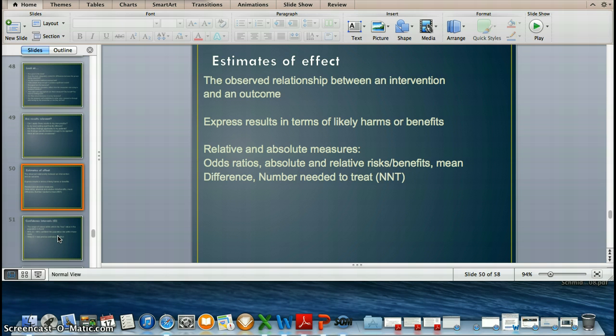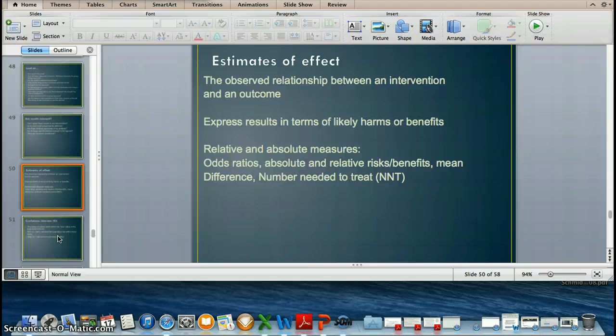You're also going to look at estimates of effect. This is the observed relationship between an intervention and an outcome. And you express results in terms of likely harms or benefits. So when you're looking at randomized controlled trials, it will tell you what are the harms and what are the benefits, because essentially within the trial you want to know, do the benefits outweigh the risk?